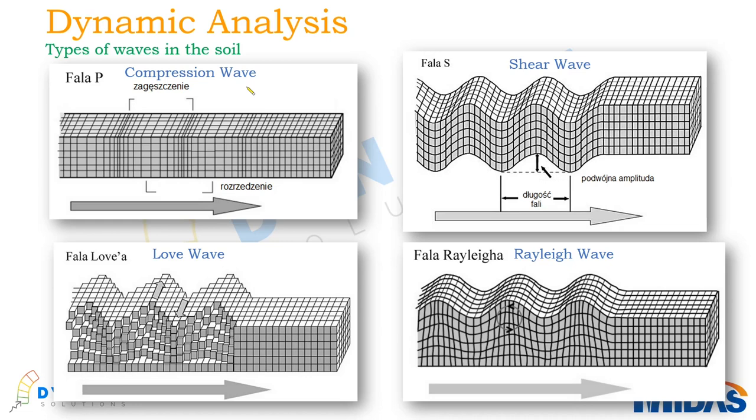Then we have the shear wave. Again, the wave propagates from the left-hand side to the right-hand side. The shear wave is usually slower than the compression wave, but the wavelength is usually shorter than the wavelength of the compression wave. As we can see here, there is a movement of the particles of the soil in perpendicular direction to the wave propagation.